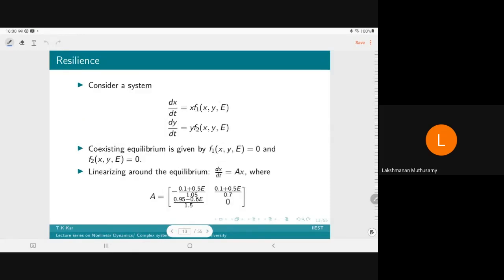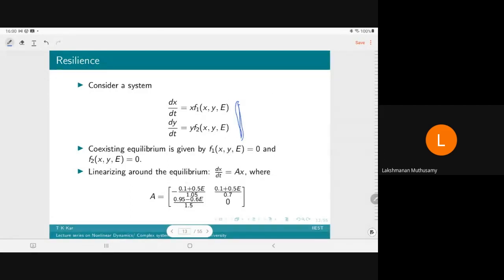Here I have considered a system. Just for example, I have a 2-3 research paper on resilience, and here I have just taken this model, not because some students may not understand the model. Just I have considered 2 equations. Here x and y are 2 variables, state variables, and E is considered as a control parameter.